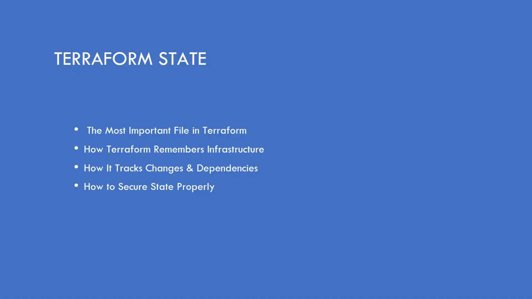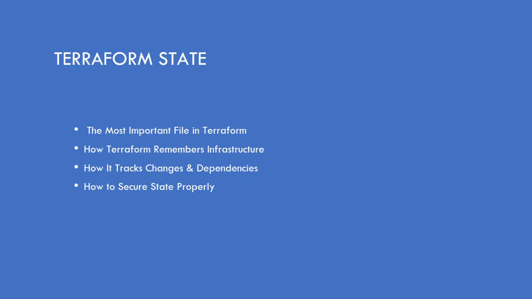Today we are breaking down one of the most important concepts in Terraform, the state file. This tiny JSON file literally decides how your entire infrastructure behaves. If you ever wonder why Terraform knows what to update, what to destroy, or how it magically tracks your AWS resources, the answer is state. So in this tutorial, I will explain Terraform state in the simplest way possible.